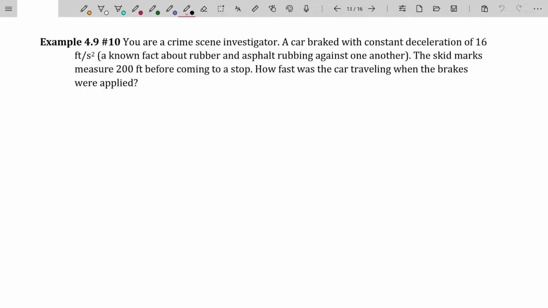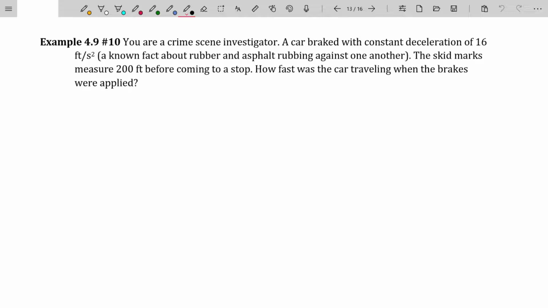And that's a known fact about rubber and asphalt rubbing against one another. So there's a car skidding to a halt, right? And the rubber of the tires against the asphalt of the road have a friction coefficient that causes deceleration of 16 feet per second squared. I'm just saying that could be found, right?